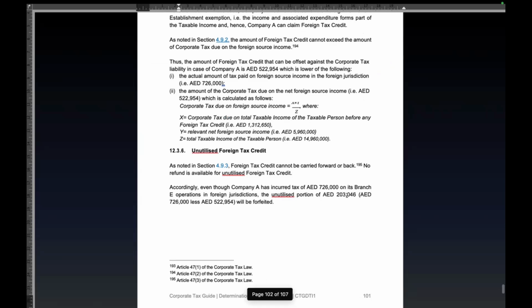So the crux is, foreign tax credit is allowed at a maximum of 9% of their foreign taxable income, and we can calculate this foreign tax credit by applying the weighted average technique. Foreign taxable income divided by total income, multiplied by the total tax payable. The remaining tax will be forfeited. It cannot be carried forward and it cannot be carried back.